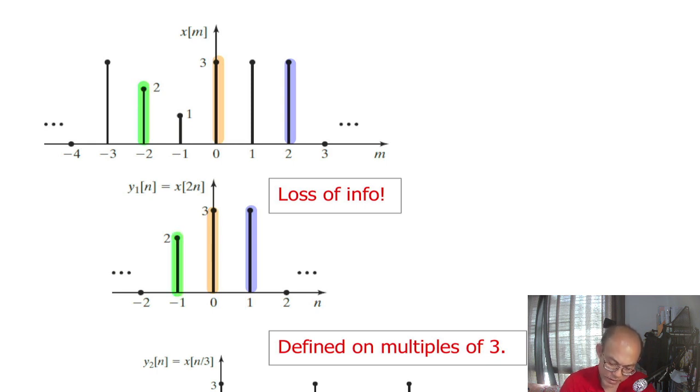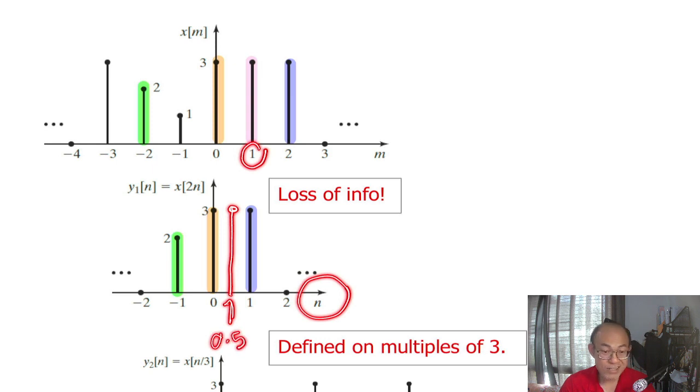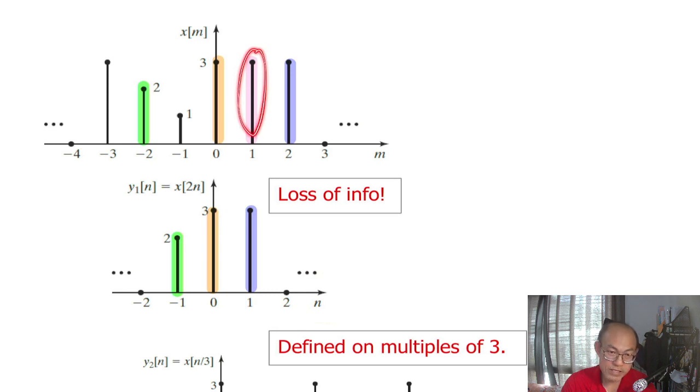Now the pink sample here though is gone. There's nowhere for it to be, because if you multiply 1 by 0.5, it should have been here. It should have been here, but because of the restriction that n has to be an integer and this one is 0.5, you cannot write it down there. Okay, so this sample will be disposed of. Same for this one and same for this one.